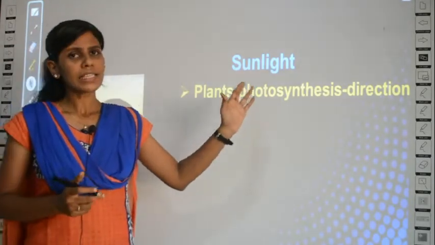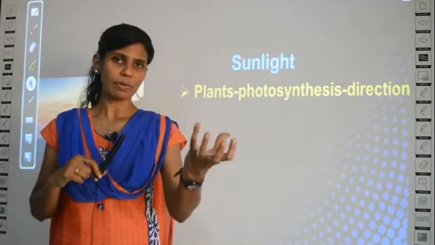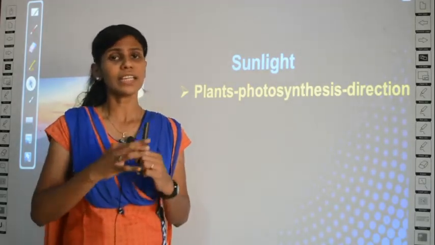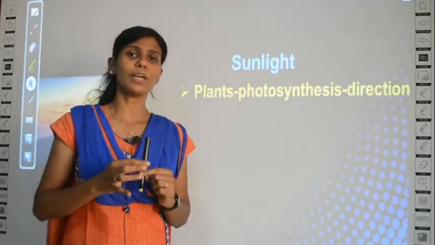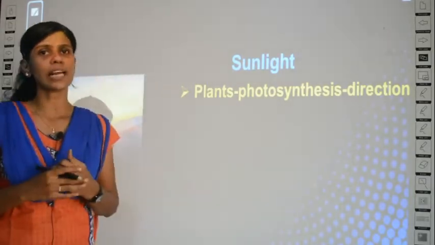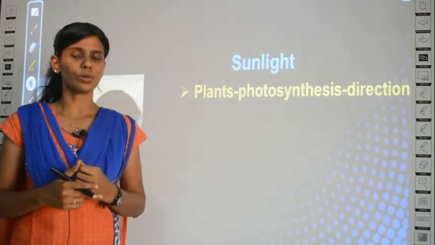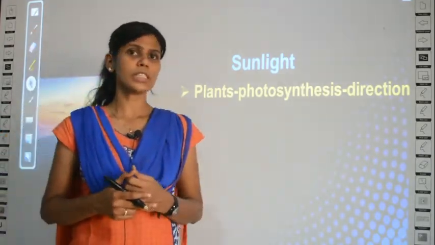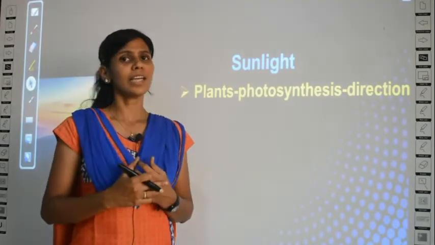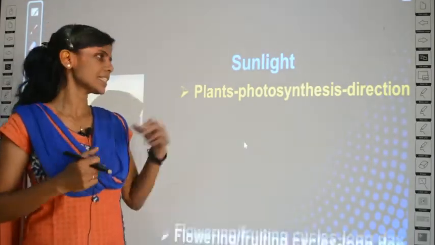And also plants have a tendency to grow towards the direction of the sunlight. Suppose you have a plant in your garden, or even inside your home, if you see the direction of growth of the plants, it will always be towards the sunlight. From whichever direction the sunlight comes, towards that direction only the branches of the plants will grow. So what you can understand from this: plants are attracted to sunlight. They need sunlight for photosynthesis. That's why they try to grow towards that direction.